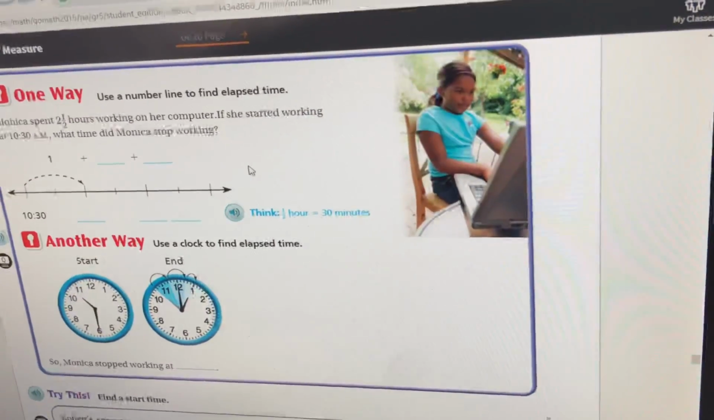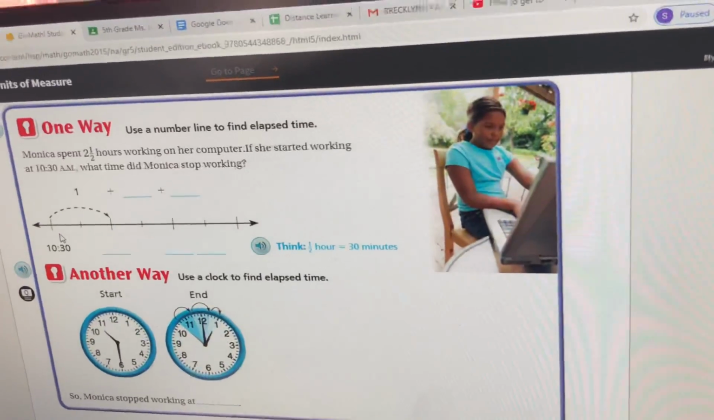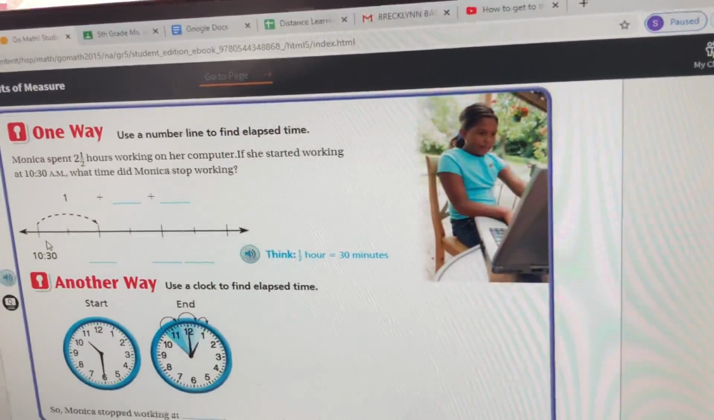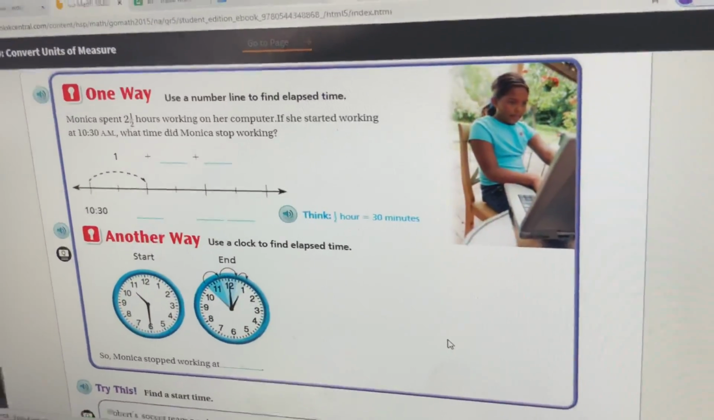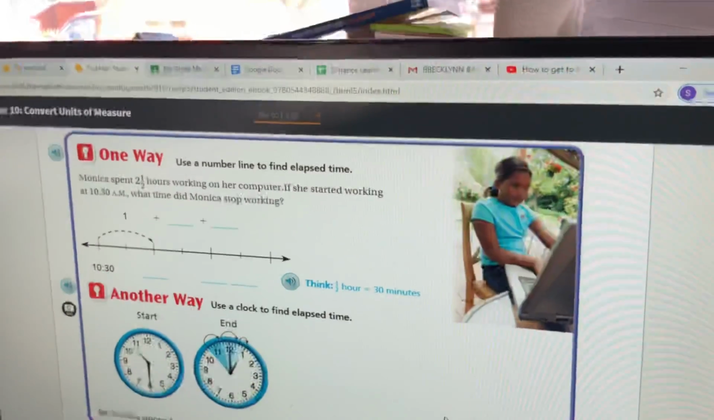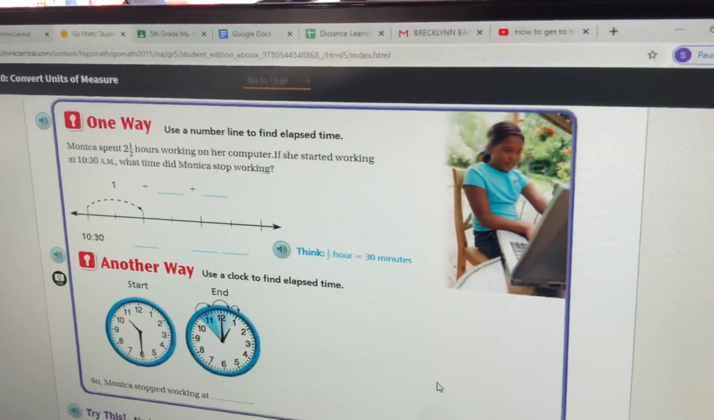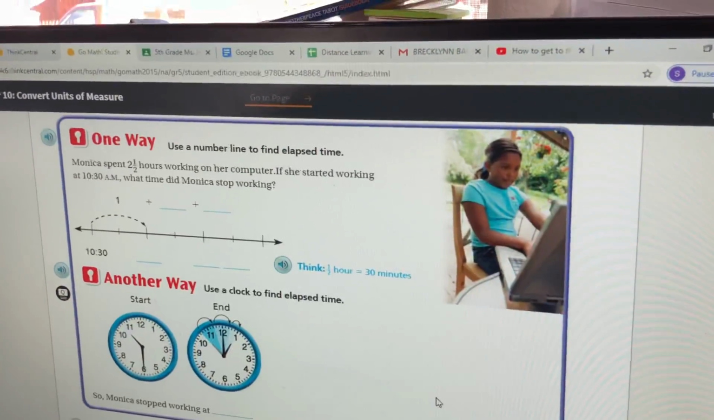Use a number line to find elapsed time. I find this to be a more difficult way to think about things. Usually you can just count backwards. So Monica spent 2.5 hours working on her computer. If she started at 10:30 a.m., what time did Monica stop working?